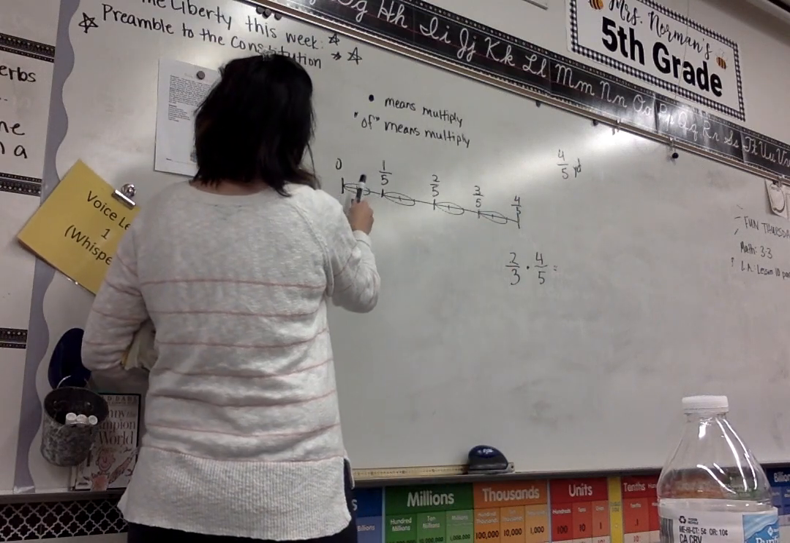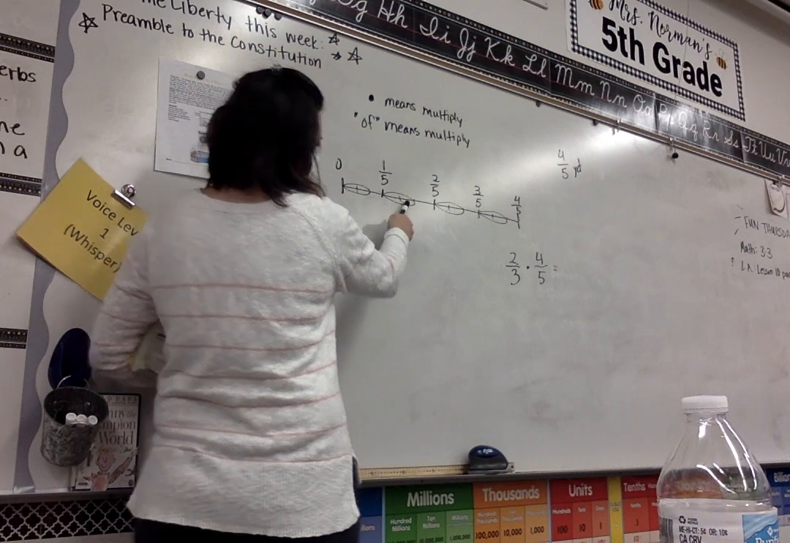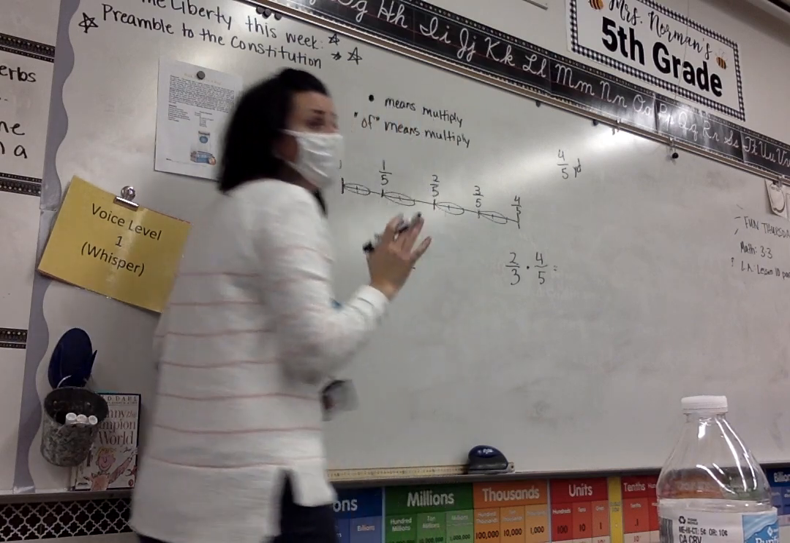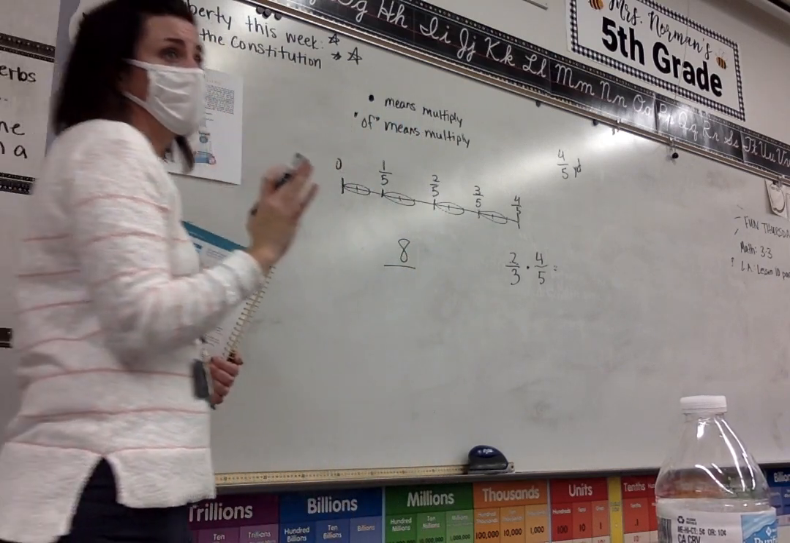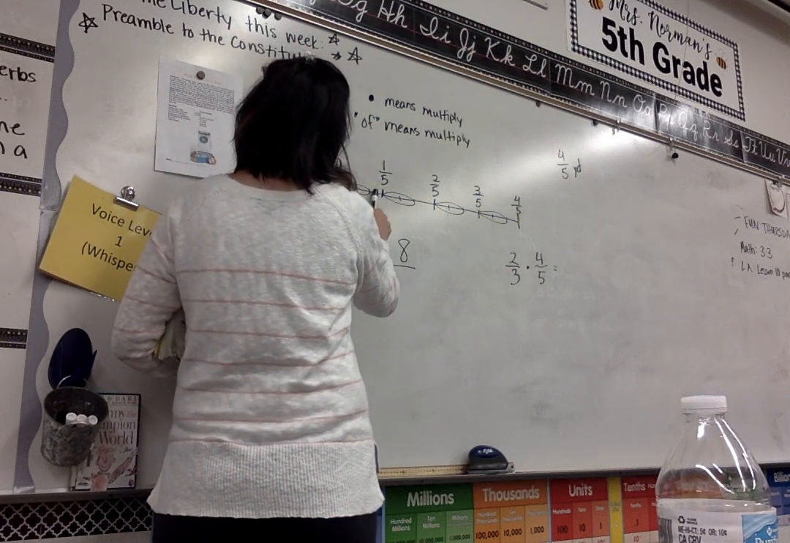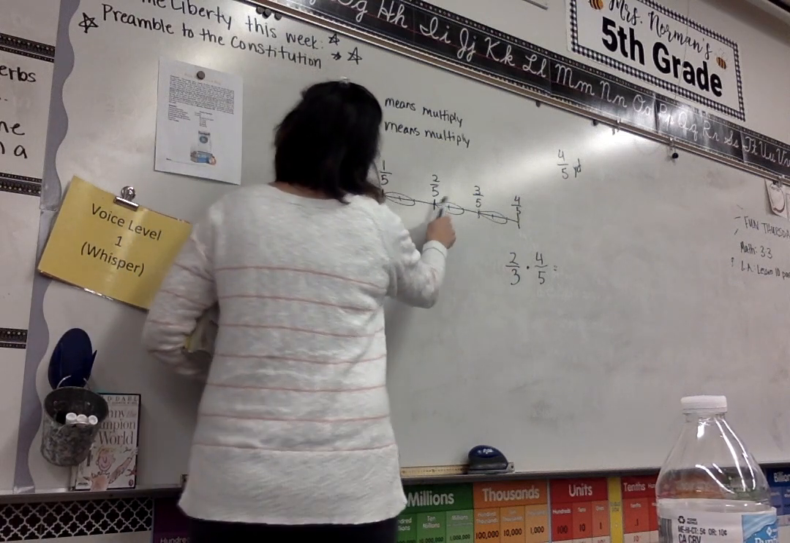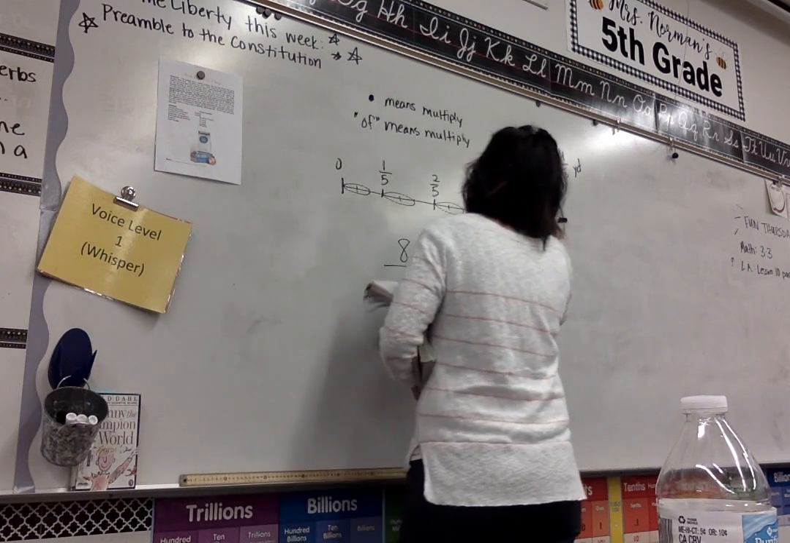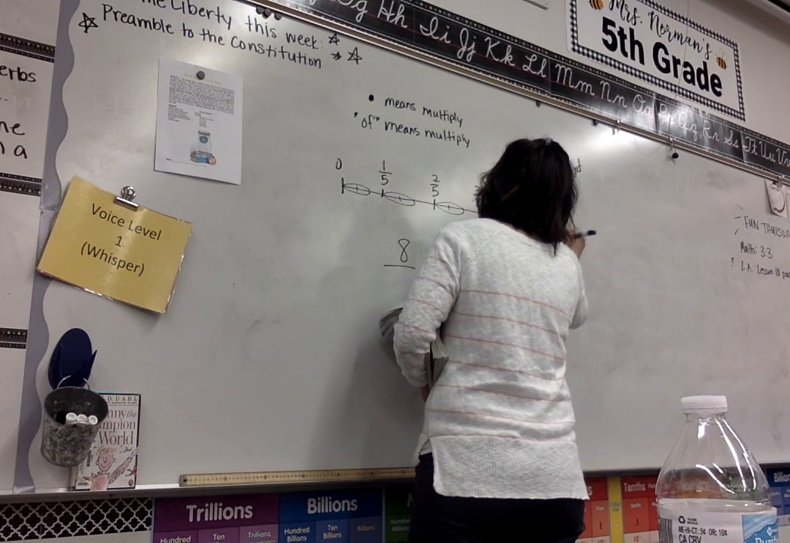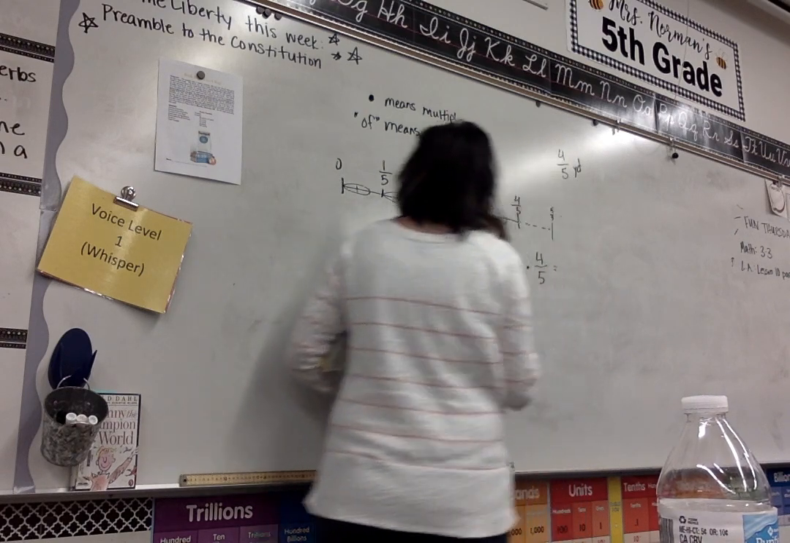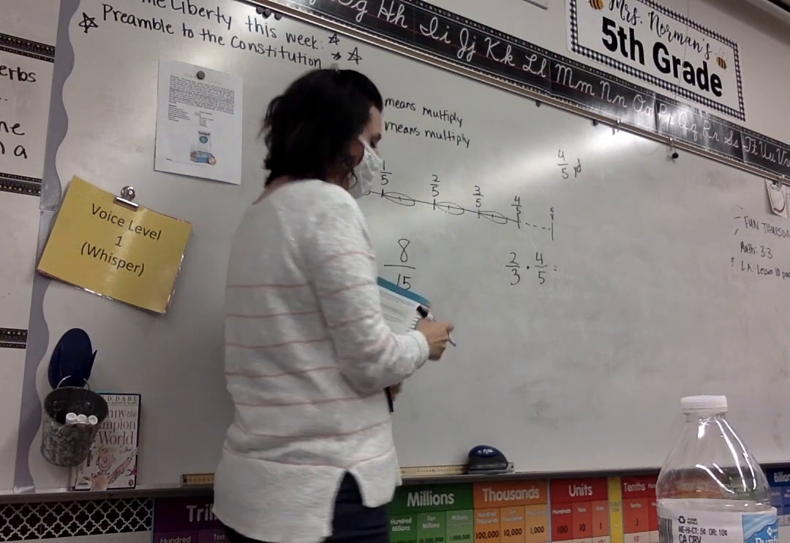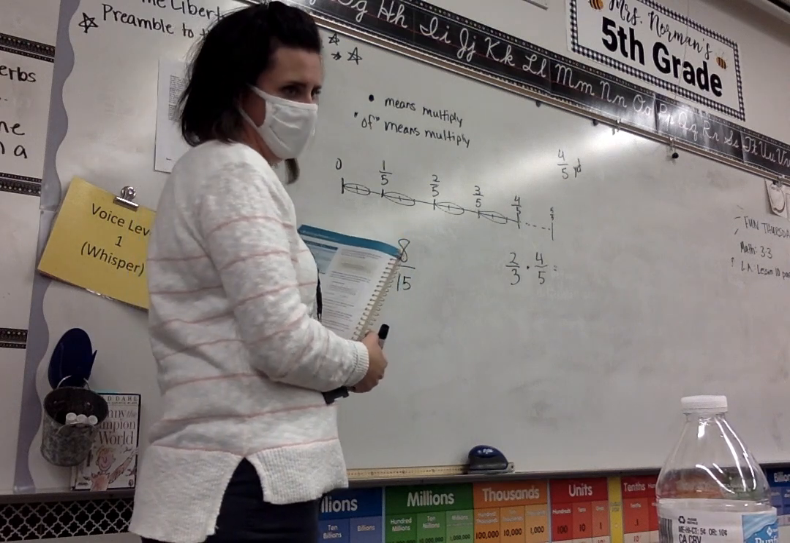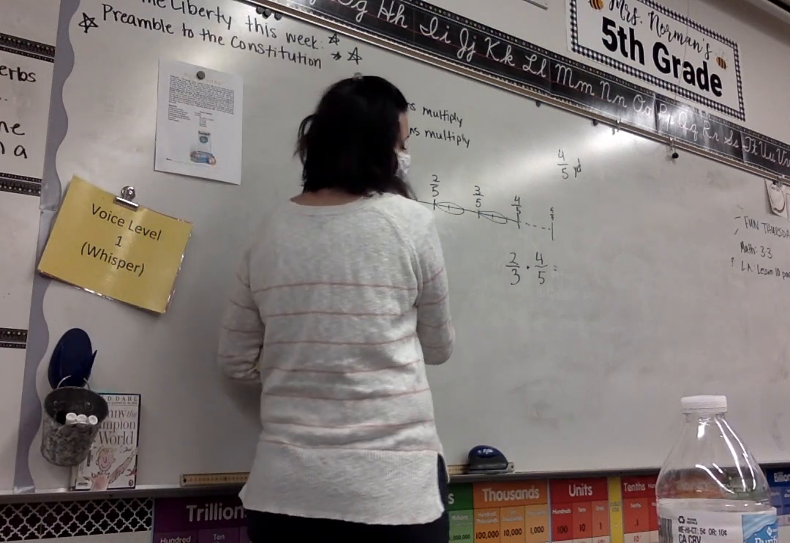Let's count them up. So we've got 1, 2, 3, 4, 5, 6, 7, 8. Now we need to know how many sections we have total. Let's count them out. 1, 2, 3, 4, 5, 6, 7, 8, 9, 10, 11, 12. If I had the whole, it would be out of 15 parts. You do have to show how many out of that whole it would be. So we do have 15 parts.